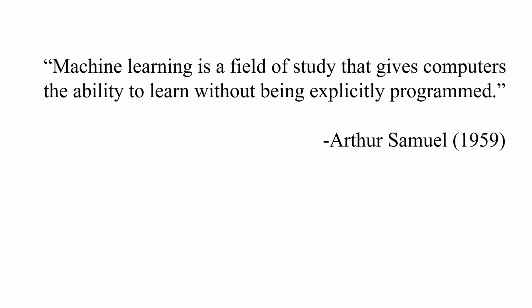Machine learning is a field of study that gives computers the ability to learn without being explicitly programmed. Over here, we have to focus on two words: the ability to learn without being explicitly programmed. Now, let's look at another definition of machine learning.